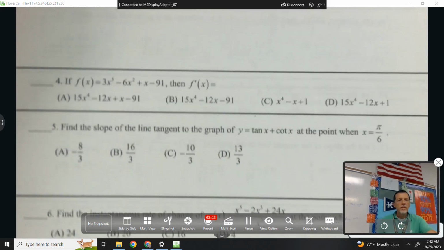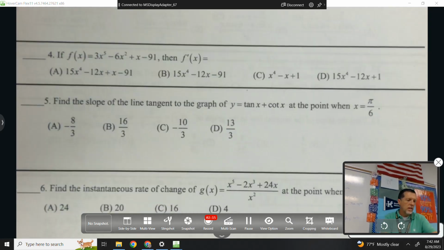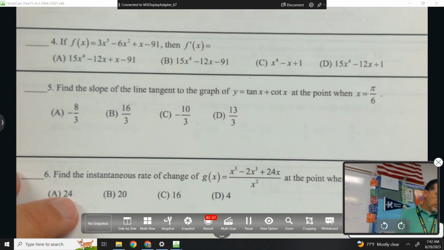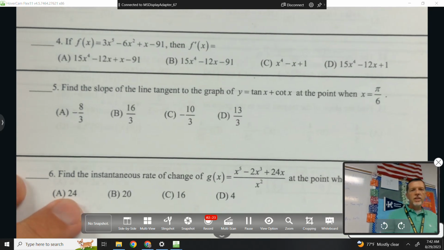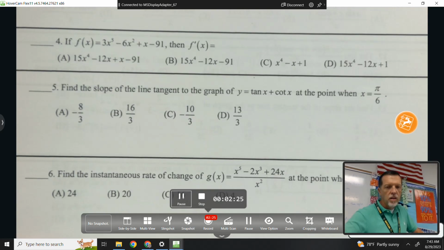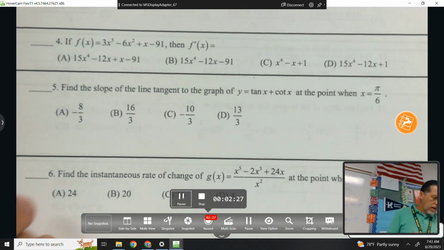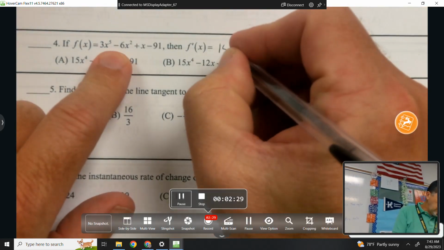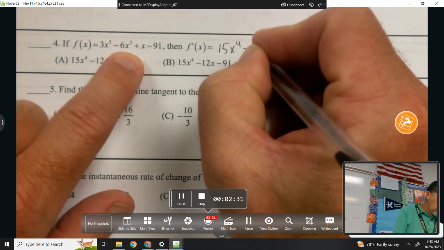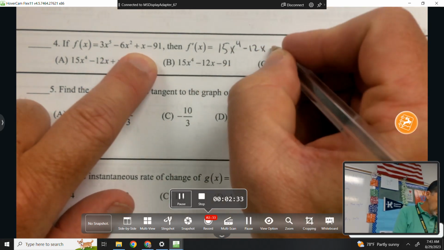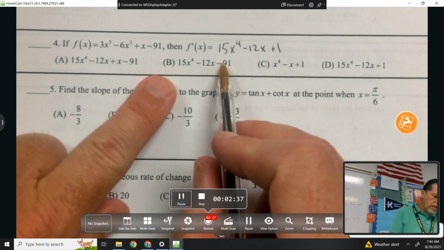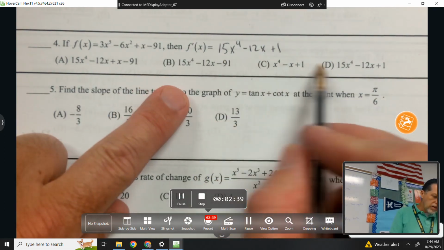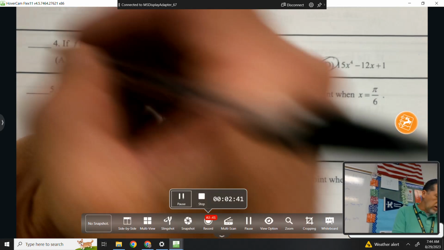Number 4. F of x equals 3x to the 5th minus 6x squared plus x minus 91. Then f prime equals, that's an easy one. Number 4. So that would be 15x to the 4th minus 12x plus 1. 15x to the 4th minus 12x plus 1. D.